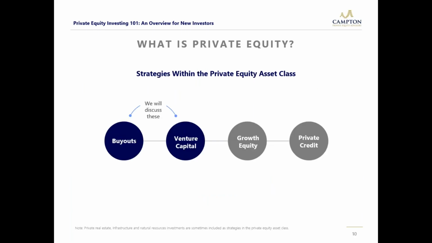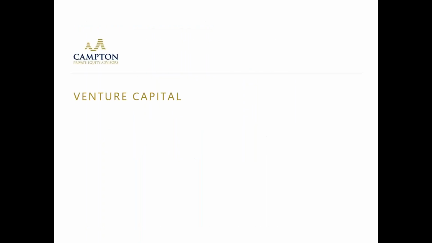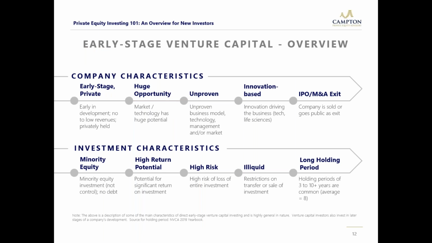Okay, so when we talk about the private equity asset class, as I mentioned, it usually includes a variety of different strategies. Here are the main strategies. We're going to talk today about buyouts and venture capital. So diving into venture capital, when I think about venture capital, I like to think about it in two ways. What are the characteristics of a company, and what are the characteristics of an investment in that company?